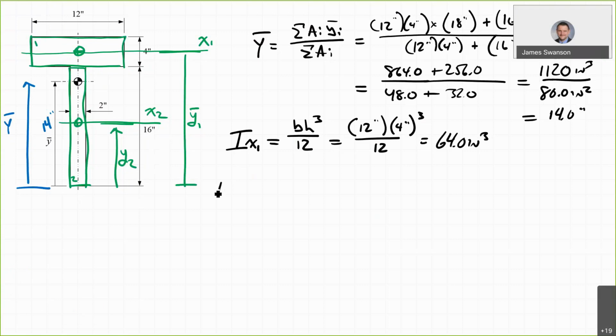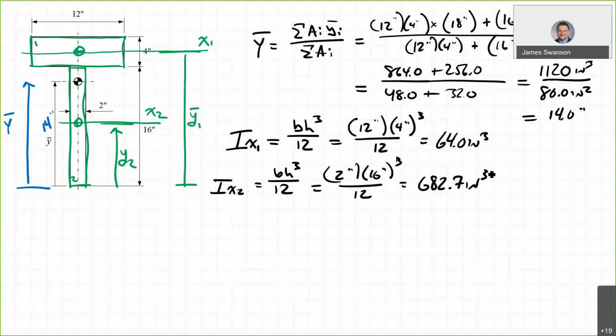And then we take I sub x2. That's equal to the base times the height of that primitive cubed, divided by 12. In this case, the base is 2 inches and the height is 16 inches. So 16 cubed times 2 divided by 12 gives me 682.7 inches cubed. Oops, should be inches to the fourth. Thank you, Max, I saw that pop up and realized I made a mistake. Let me double check that number: 16 cubed divided by 12 times 2.